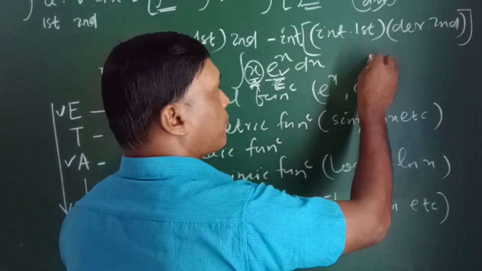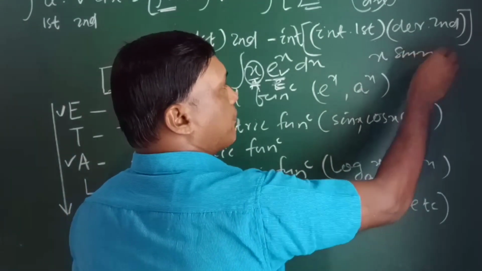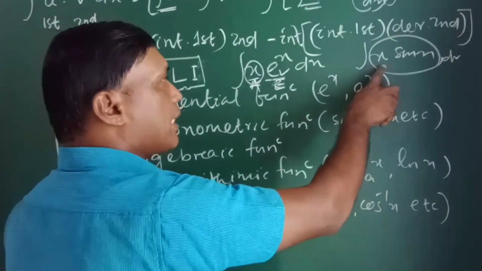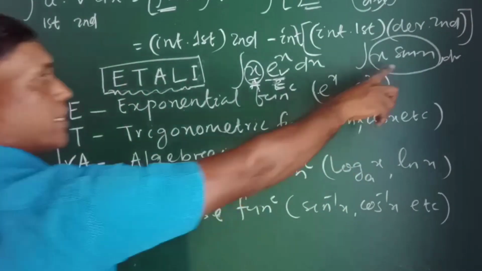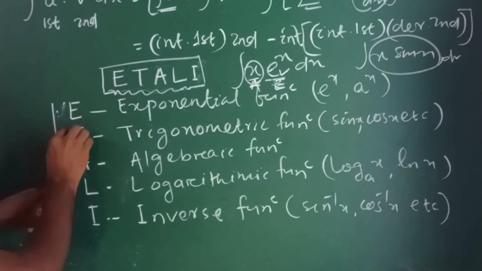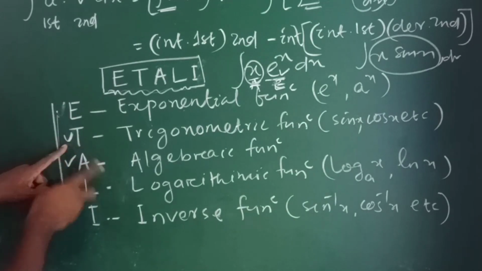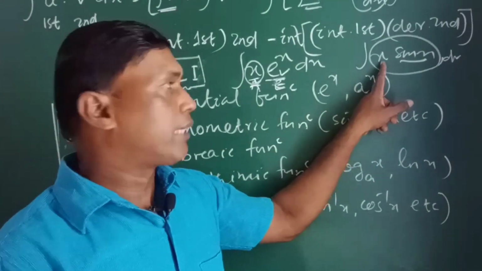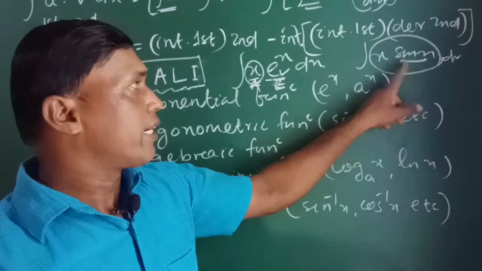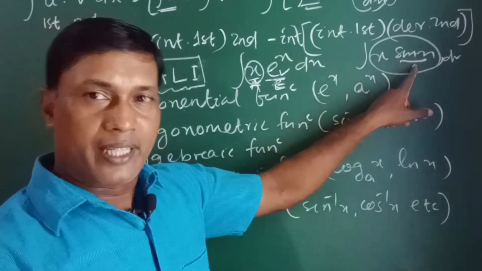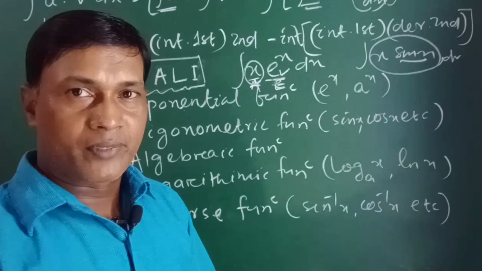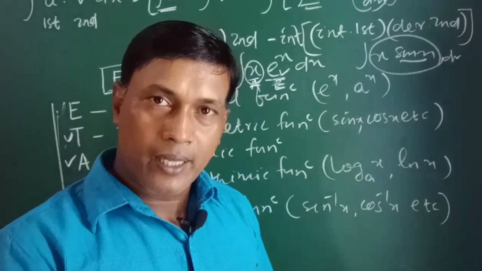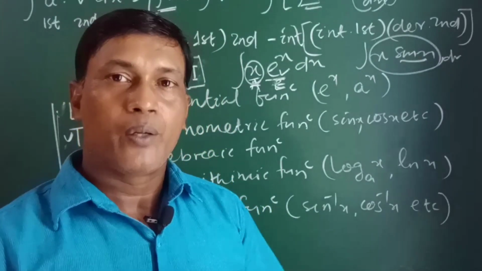I am taking another example. Suppose you are given x into sin x, to integrate this product. x is an algebraic function, this one. sin x is a trigonometric function, this one. Now in this serial, the trigonometric function comes first. That means sin x will be the first function and x is the second function. That means we have to integrate sin x and differentiate x. So the function that comes first in the serial, we will integrate it, and the one that comes later we will take as the second function, and take its derivative.